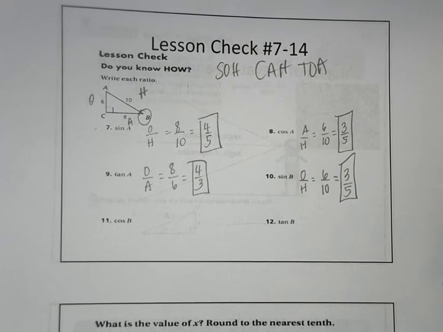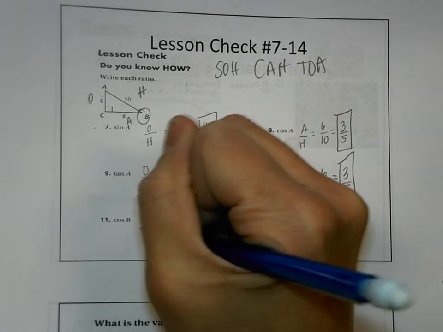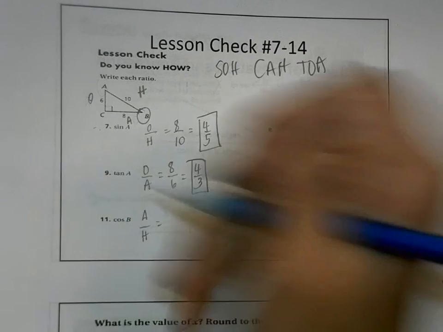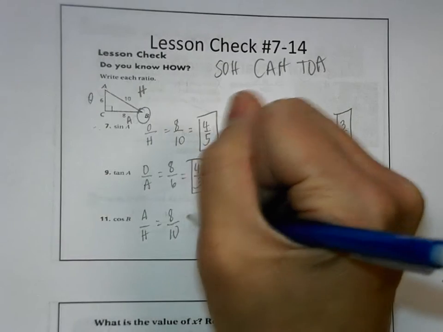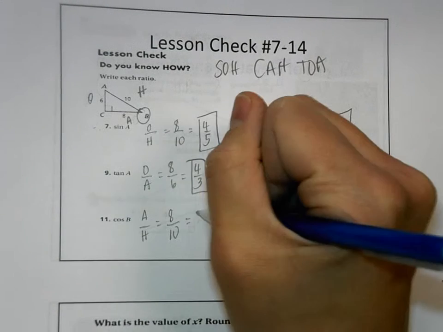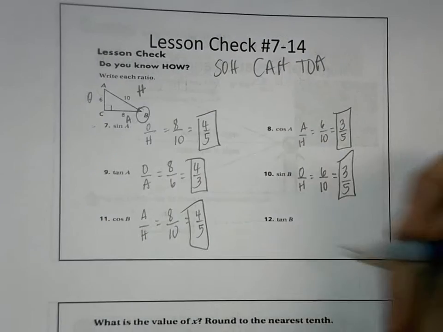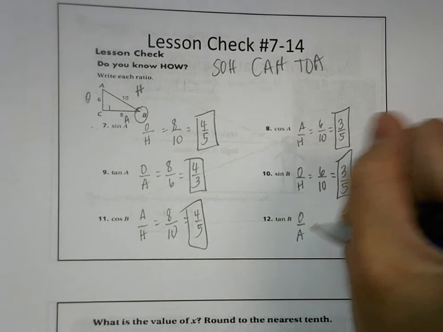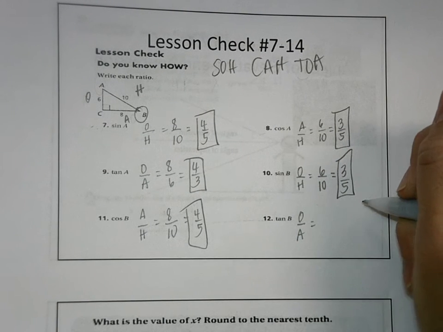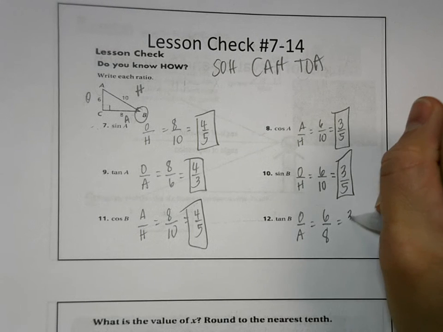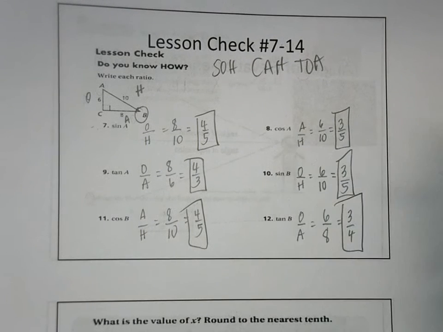Okay, cosine is adjacent over hypotenuse, and that one will be written as 8 over 10. Good. And that reduces to, good. And then we have tangent, and we know that tangent is opposite over adjacent. Opposite is 6 over 8, which is 3/4. Perfect. Okay, do we have questions before we move on?